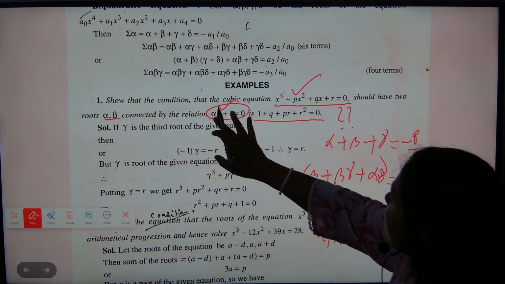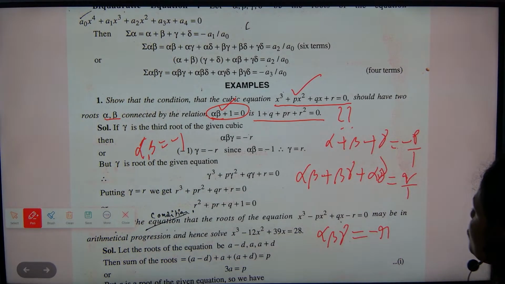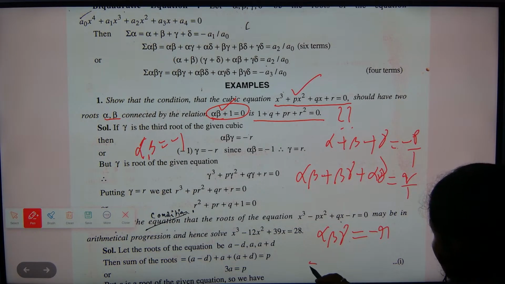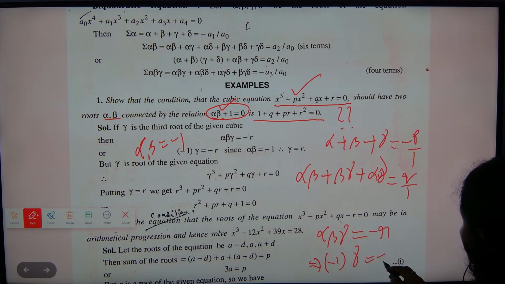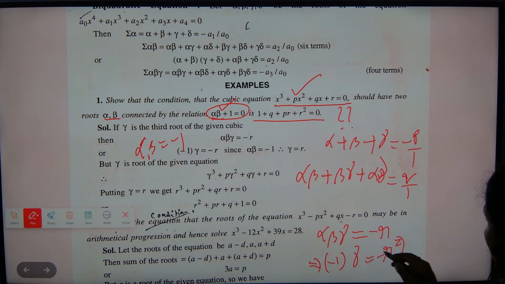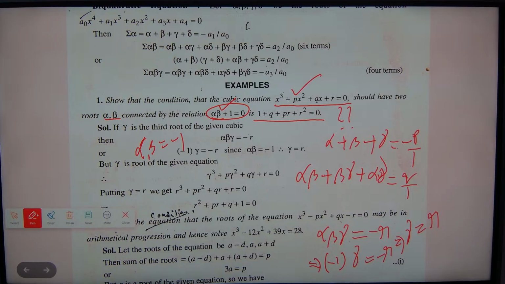Now what is given in the question: alpha beta equals minus 1, yes or no? So just put alpha beta as minus 1 because it is given in the condition. So minus minus will cancel out, and gamma will be your r. Gamma will be your r.